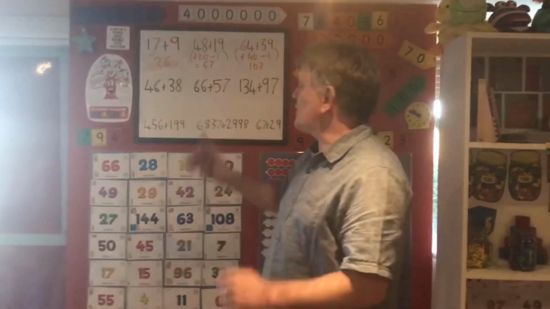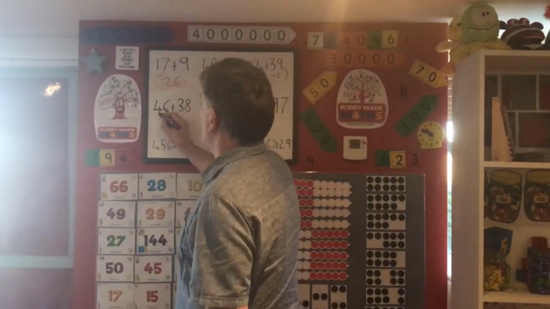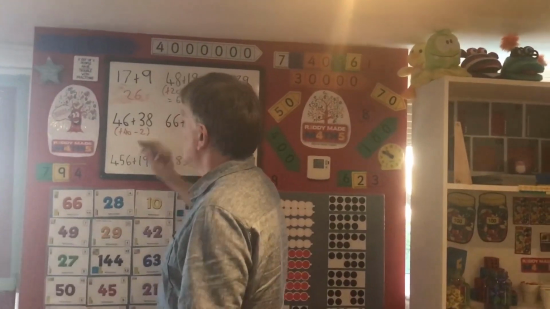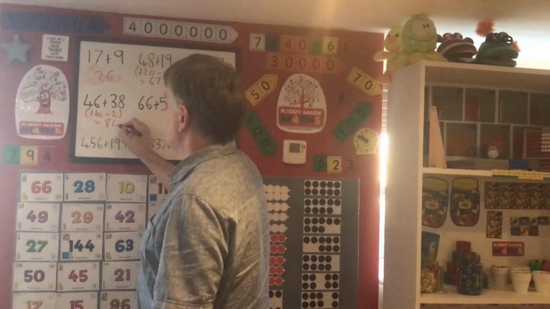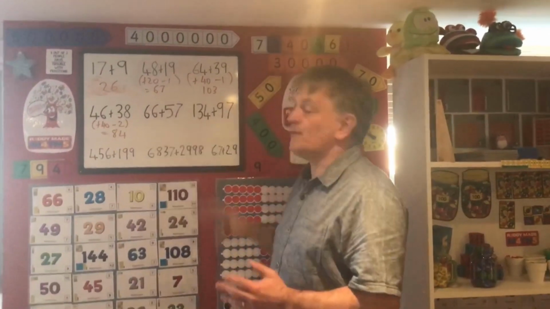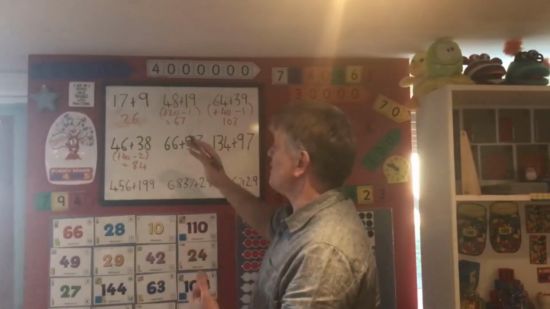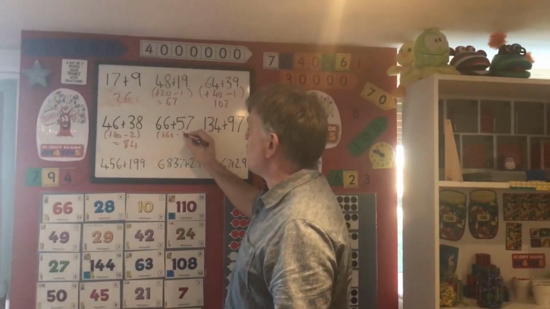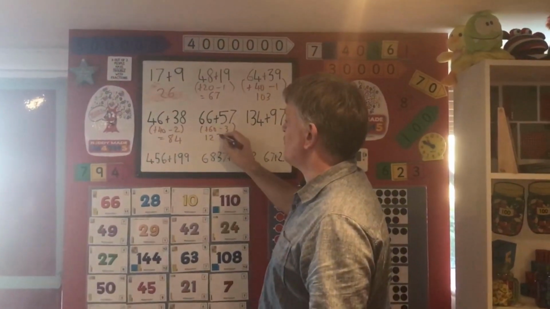So the strategy for 46 and 38: we're going to see the 38 is 2 away from 40, so what we're going to do for that one is add 40 and subtract 2. So 46 and 40 is 86, subtract 2 equals 84. For 66 add 57, again it's going to end up being very close to being a double, because we're going to add 60 to 66, so we're going to add 60 and subtract 3. So we get 126, subtract 3 is 123.